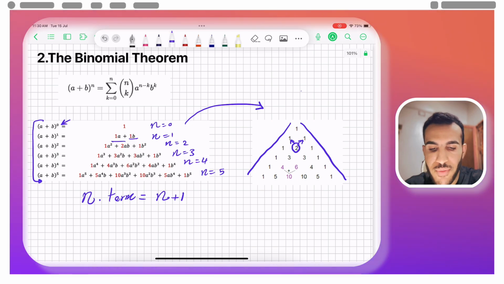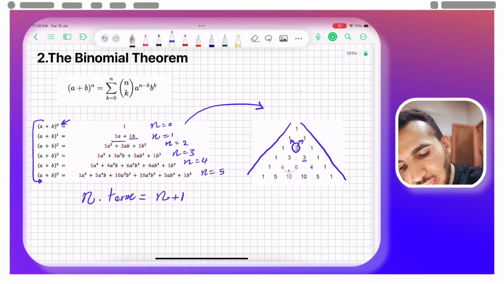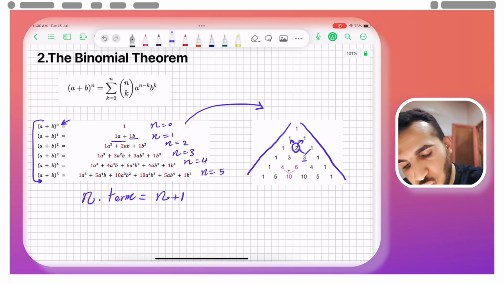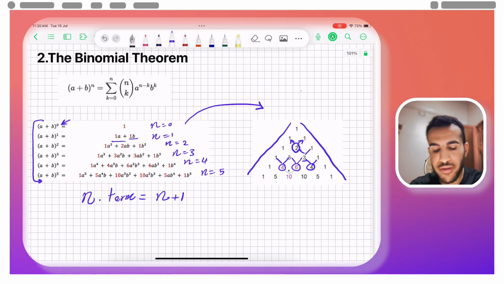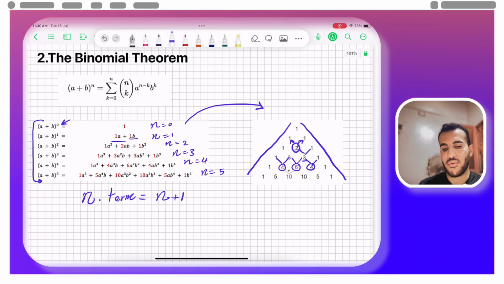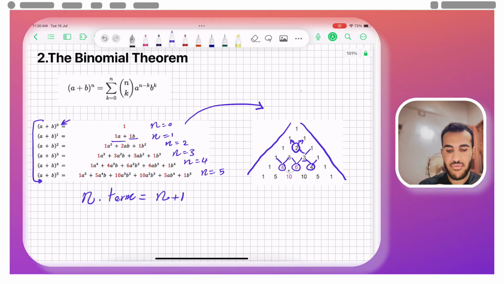Let's discover another pattern. You're going to find the start and the end is always 1. Let's look at 3. It's 1 plus 2. 4 is 1 plus 3. What about 6? It's 3 plus 3. 4 is 3 and 1, and so on. This is the most important. You're going to find this for each level inside this triangle.